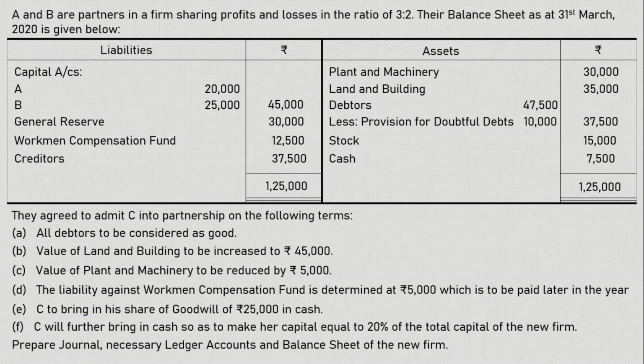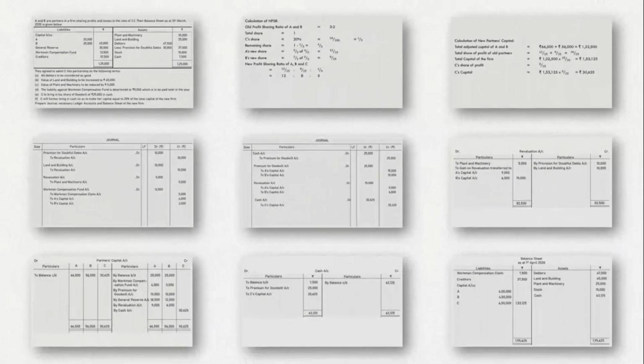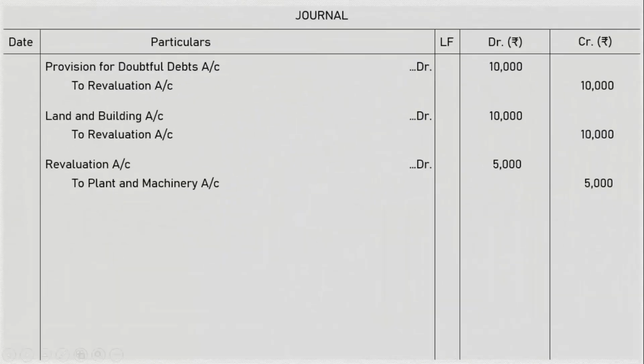The liability against workmen compensation fund is determined at rupees 5,000, which is to be paid later in the year. Okay, so workmen compensation fund is of rupees 12,500. And from this 12,500, from our piggy bank of 12,500, we need to pay rupees 5,000, and that too not now, later on. Okay, let's go to our journal. So no need to prepare a working note here as adjustment is not there. This can be done directly by passing a single entry. Let's check out how it is done.